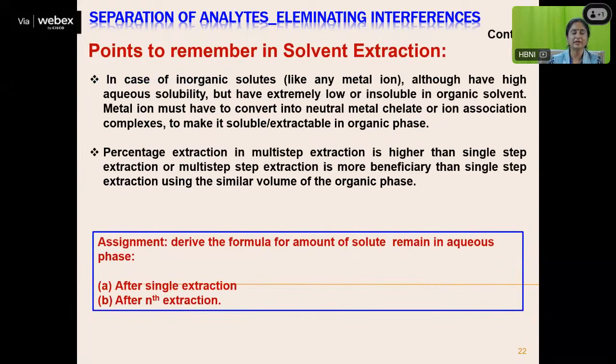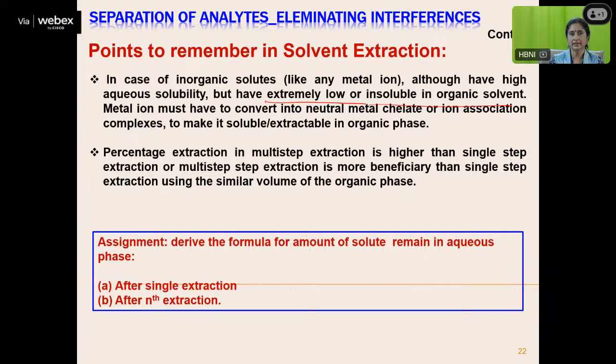Now you have to remember a few points when you are using solvent extraction as a separation technique. Inorganic solutes like metal ions are charged, so they have high solubility in aqueous medium but extremely low solubility, or are insoluble, in organic solvent. Then how to use solvent extraction for metal ions? The metal ions must be converted into neutral metal chelates or ion association complexes to make them soluble or extractable in the organic phase.